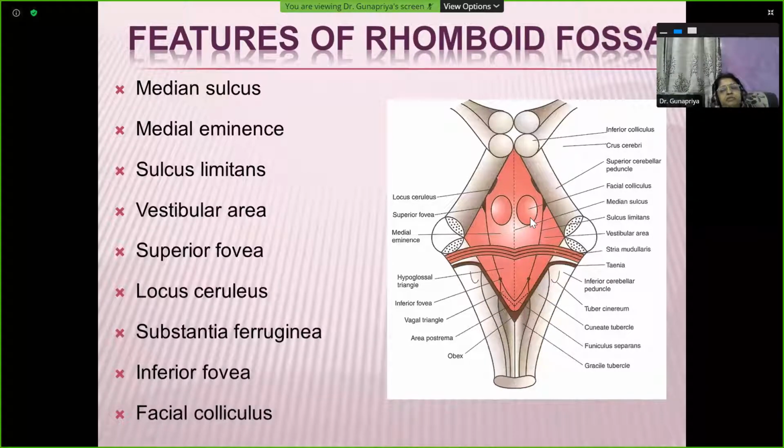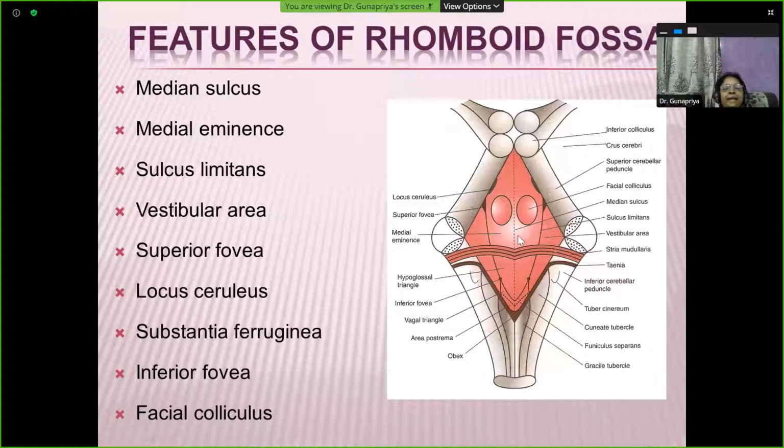On the dorsal surface of the pons is the facial colliculus. The median sulcus is there, and the medial eminence. Why am I saying median? Because anything in the midline is median, M-E-D-I-A-N, median or midline. Anything very close to the median plane, midline or sagittal plane is medial. Anything away is lateral.